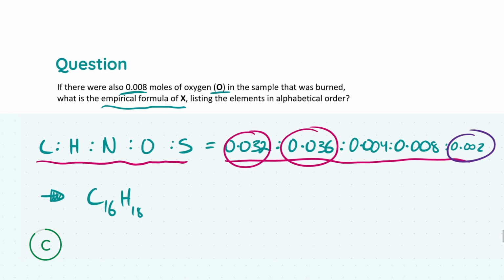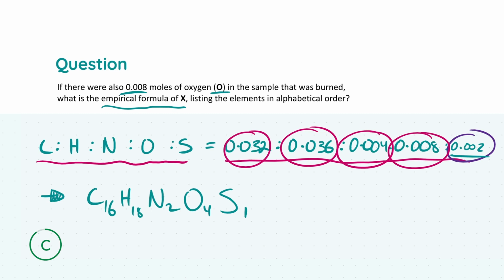Moving on from that, you're going to divide 0.004 by our 0.002. This is referring to nitrogen, and you're going to be left with a total of 2 here. Moving on from that, we're going to divide our 0.008, which is oxygen, by 0.002, and that's going to give us 4. And then ultimately we have sulfur, and if we divide our answer here at the end, 0.002 by 0.002, you're just going to get 1. And this is going to be our empirical formula.